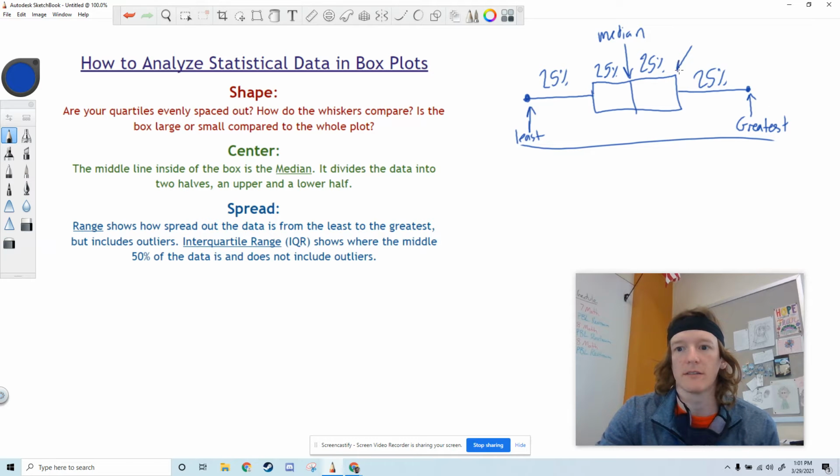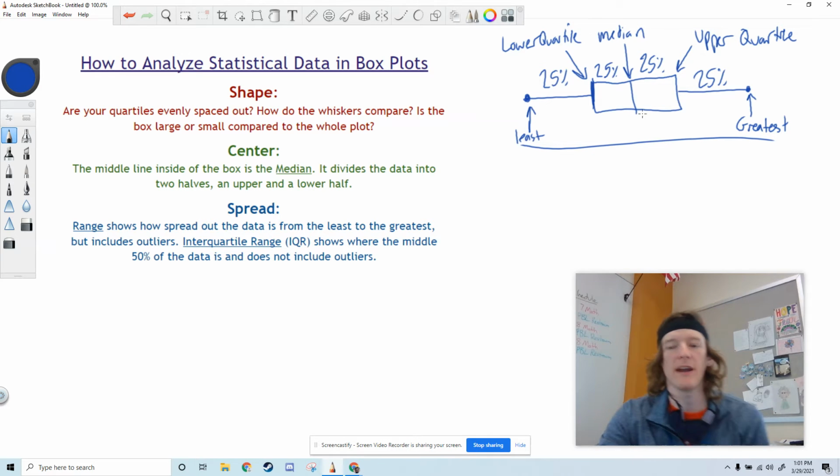And then these two lines are called our upper quartile and lower quartile. So we've got our upper quartile and our lower quartile. And we have used these already. So what we're going to do now is analyze them. We're going to look for patterns. We're going to compare box plots.